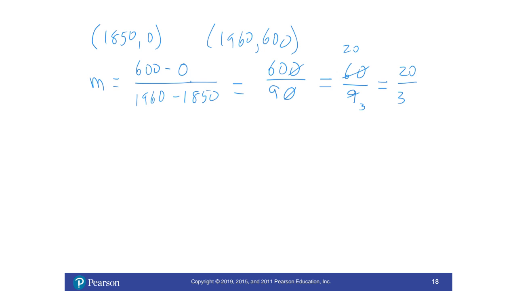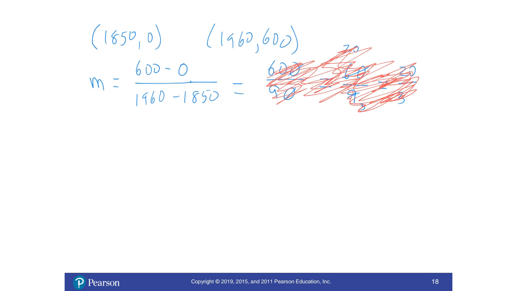And I just realized I messed up. Hopefully you all caught it, but let me just go back. I'm going to leave it up as a mess up because, like I said once before, it's good for you all to see when your teachers make mistakes, because these mistakes are easy to make, and it illustrates why you need to be careful. The numerator difference was fine. That is 600. But 1960 minus 1850 is not 90. It's actually 110.